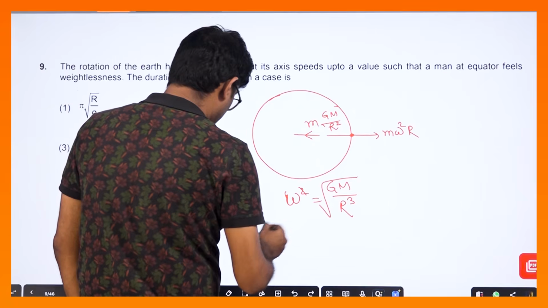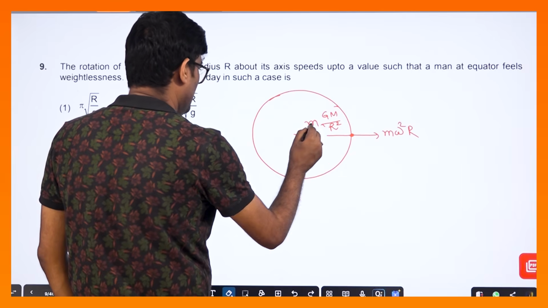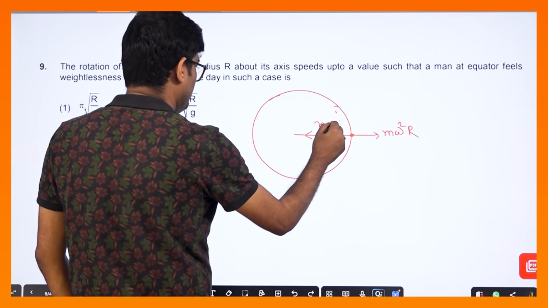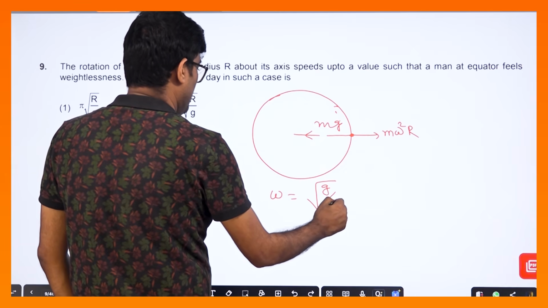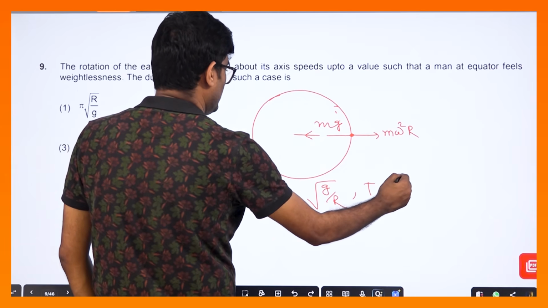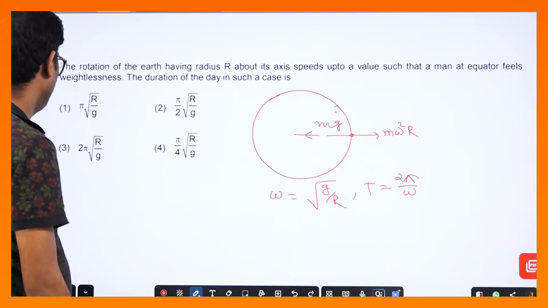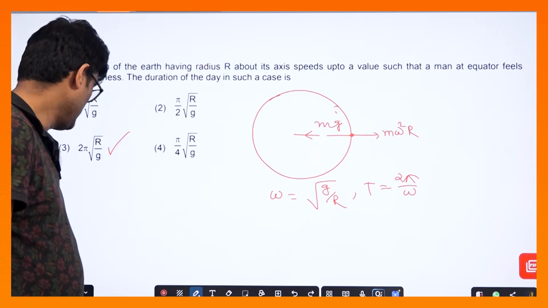I don't think that I have to write it in terms of capital G, because the options are in terms of small g only, right? So it is simply g. So omega is equal to root over of g by r. So the time period of rotation is 2 pi by omega, right? 2 pi root over of r by g. 2 pi root over of r by g is the correct answer for the duration of a day. Very simple question.